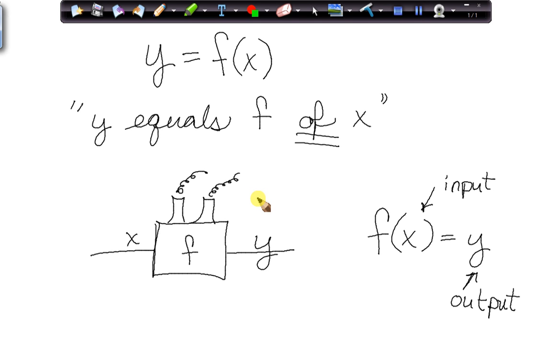Okay, let's begin by talking a little bit about function notation. This is the way you'll see a function written. y equals f of x. And notice I wrote it out here for you. y equals f of x.